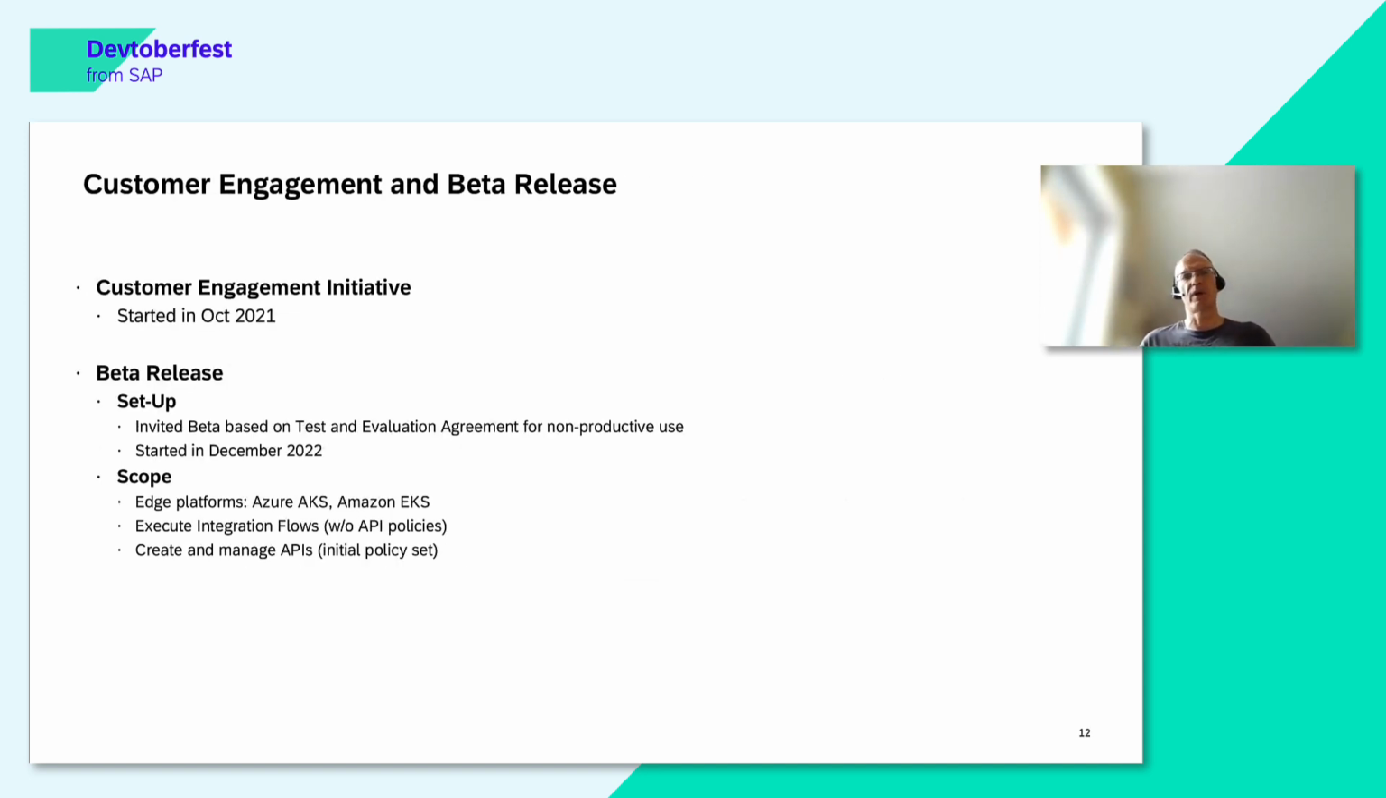Now, we started with a beta product end of last year. It ran over the year 23 with a selected number of customers. So it was an invited beta, so around 30 customers adopting the product, testing it, and so on. And the scope was, from a Kubernetes perspective, we had the offering on Azure and Amazon.